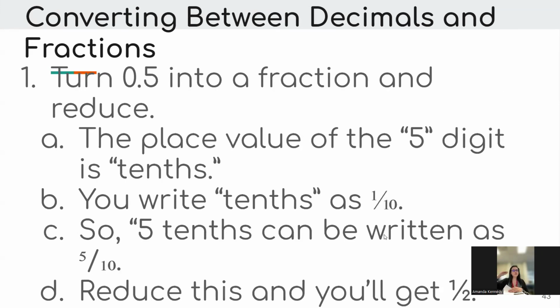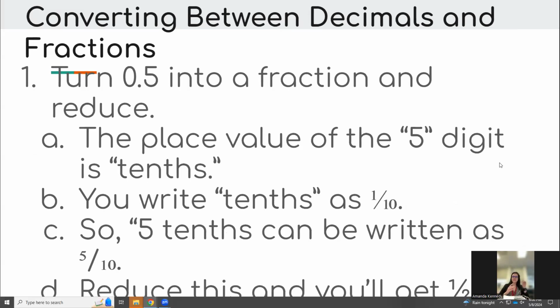The first thing you can do is turn 0.5 into a fraction and reduce it. So the 5 is actually in the tenths place. So you would write this as 5/10, okay? And then you'll reduce it down, and 5 goes into 5 one time, and 5 goes into 10 2 times. So that reduces all the way down to 1/2. So there you go. 0.5 is a fraction of 1/2.